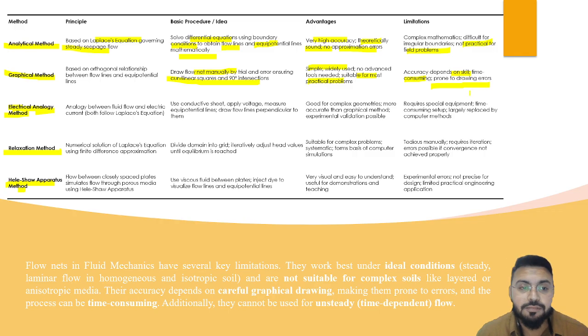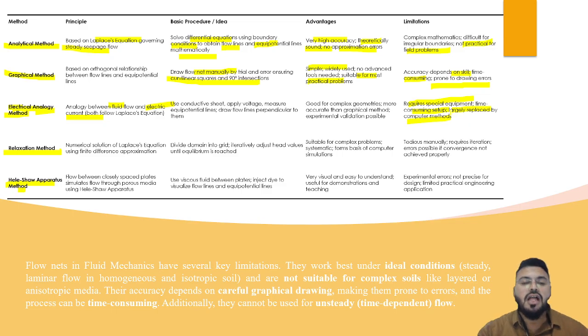Electrical analogy method. Analogy between fluid flow and electric current, both follow the Laplace equation. It uses a conductive sheet, application of voltage, measurement of equipotential lines, and drawing of flow lines perpendicular to them. Good for complex geometries. More accurate than the graphical method. Experimental validation is possible. Requires special equipment, time consuming setup, largely replaced by computational or computer methods.